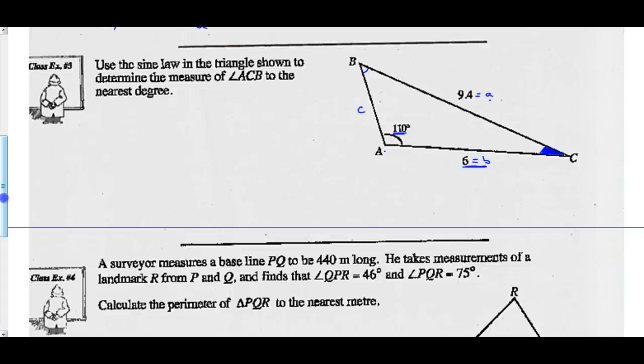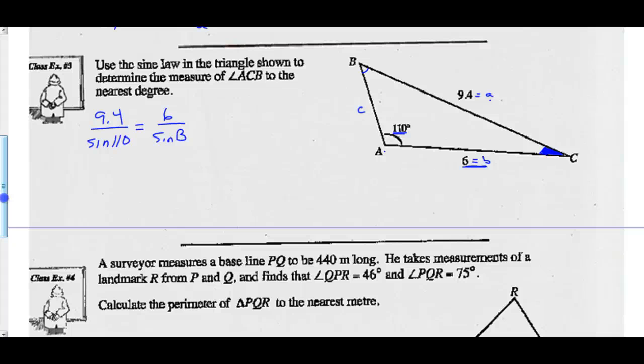So using our sine law, let's write our complete ratio. We know that side A, 9.4, over the sine of angle A, 110, is equal to side B, 6, over the sine of angle B. So I could write my sine law like that. I know my complete ratio, 9.4 to the sine of 110. I'm looking for angle B, but my unknown's in the denominator.